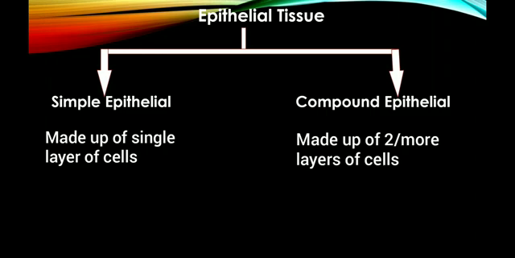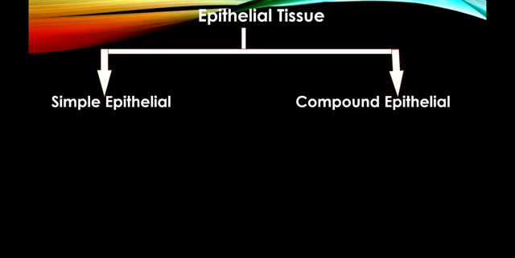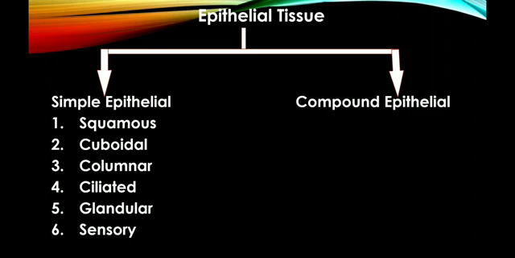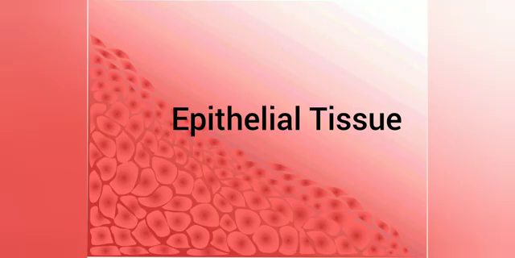Now let's start with simple epithelial tissue. Let's see the details first. Simple epithelial tissue consists of different types of tissues. In that, the first one is squamous epithelial tissue. Then you have cuboidal epithelial tissue, then columnar epithelial tissue, ciliated epithelial tissue, glandular epithelial tissue, sensory epithelial tissue, and germinal epithelial tissue. Today we'll only study about simple epithelial tissues. So let's start with the first one.